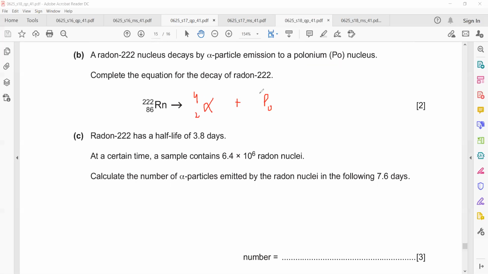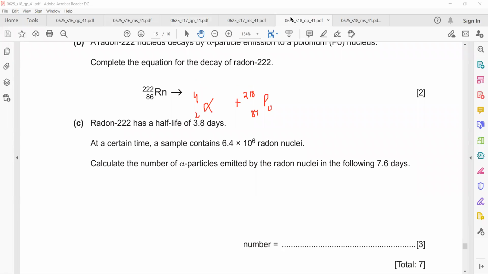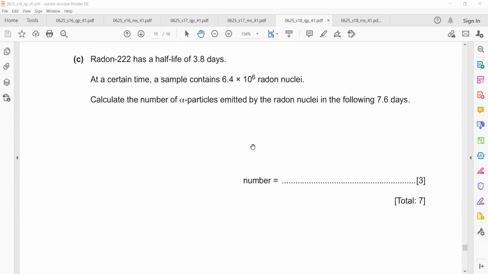What should be the superscript for polonium? 218. And what is the subscript? 84. Radon 222 has a half-life of 3.8 days.